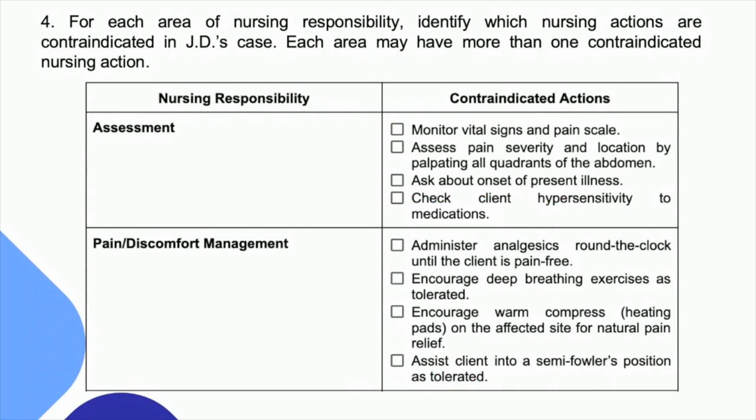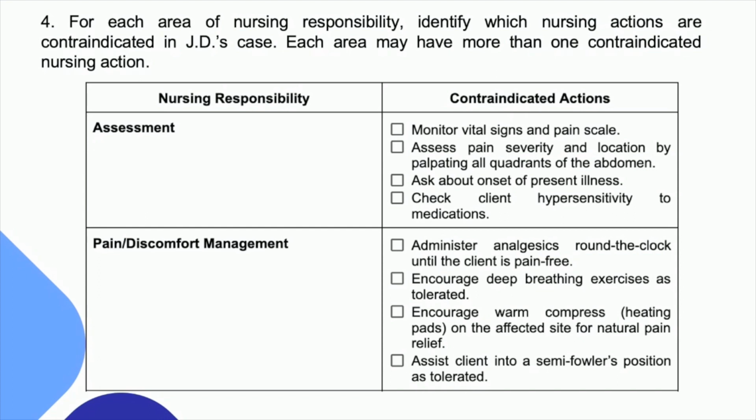Okay. Here is another grouping. This is actually a grouping response. Let's read what the question says. For each area of nursing responsibility, identify which nursing actions are contraindicated in JD's case. Each area may have more than one contraindicated nursing action. When I wrote this question, I actually had many more segments than this, but I'm just presenting you these 2.